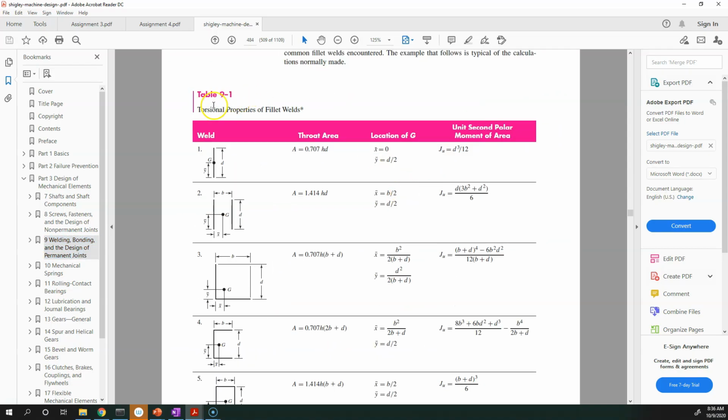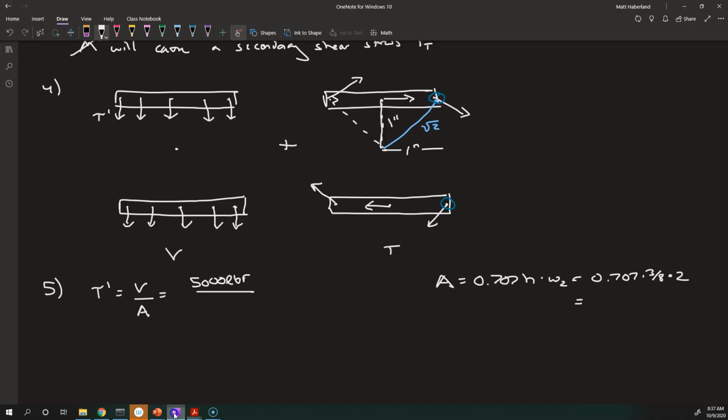So table 9-1 is the torsional properties of fillet welds. Make sure you use the right table. There's a similar looking table for moment properties. It says the area is 1.414 HD, so twice 0.707 HD, where H is the leg size, and D is the length of each of these welds, and that's our W2. So it's actually 2 times this, 1.0605 inches squared. That gives us a stress of 4,714.76 psi.